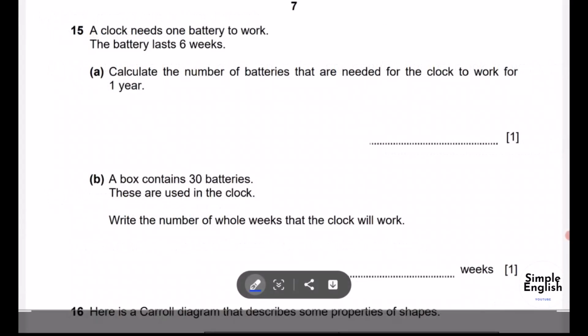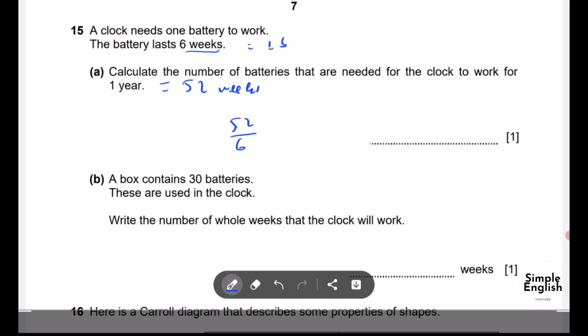15. A lock needs one battery to work. One battery lasts six weeks. Calculate the number of batteries needed to last for a year. Remember, a year is equal to 52 weeks. So we take 52 divided by 6, which equals 8.667, right? So we need 9 batteries.